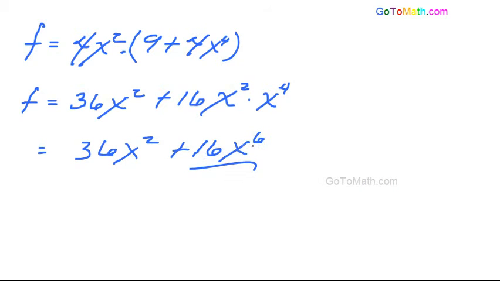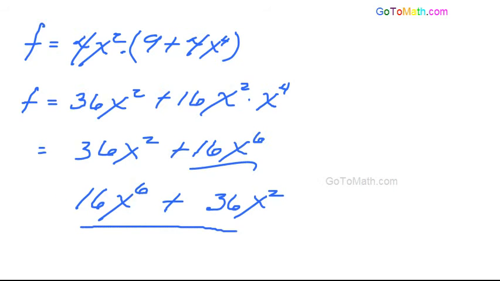We need to put the leading term, which is going to be the term that has the largest exponent, right? So we're going to say 16x to the 6th, and of course this would obviously be next, 36x squared. Okay. So there you go right there. 16x to the 6th plus 36x squared.